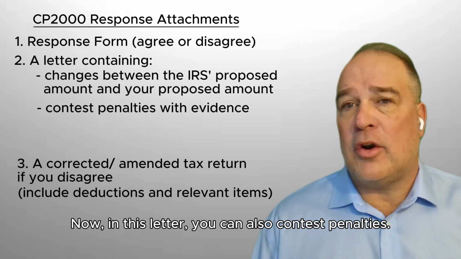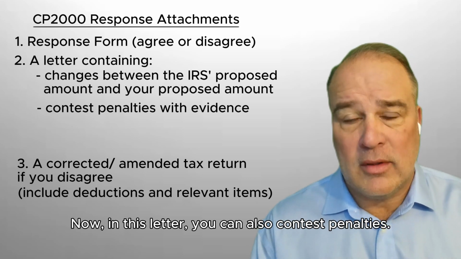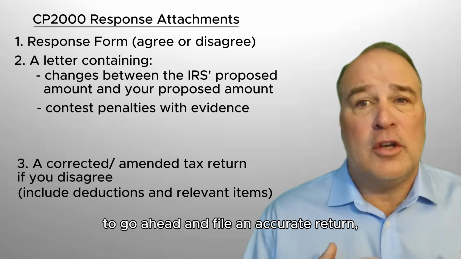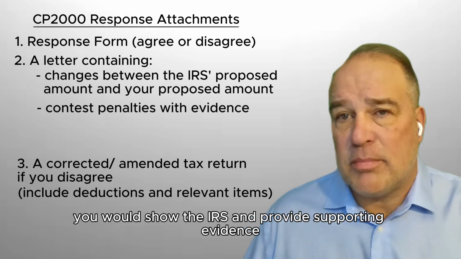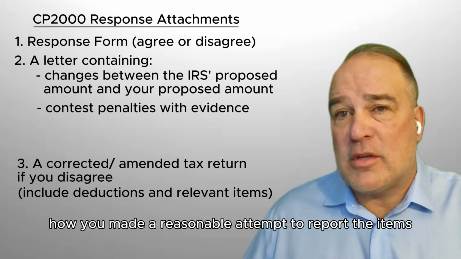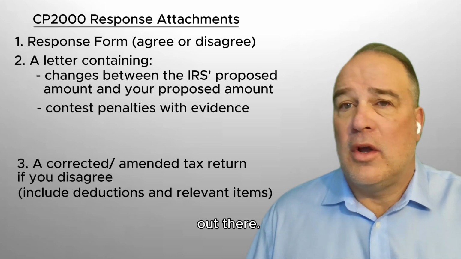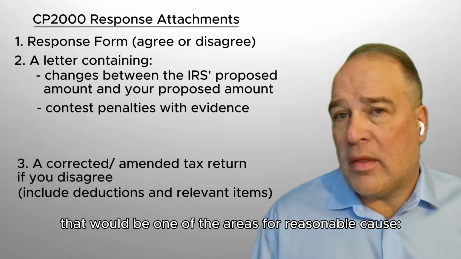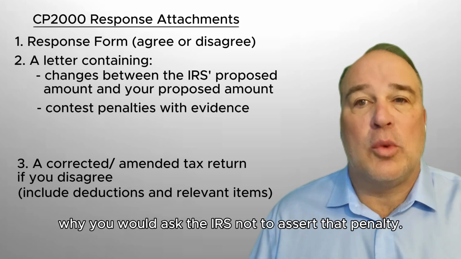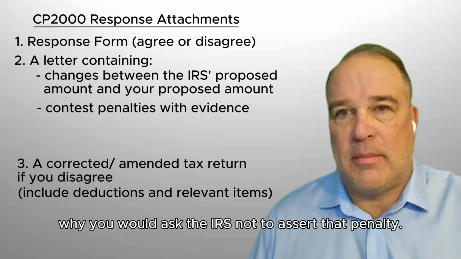Now, in this letter, you can also contest penalties. If you made a reasonable attempt to file an accurate return, you would show the IRS and provide supporting evidence of how you made a reasonable attempt to report the items. Or if you did not receive the information statement, that would be one of the areas of reasonable cause why you would ask the IRS not to assert that penalty.